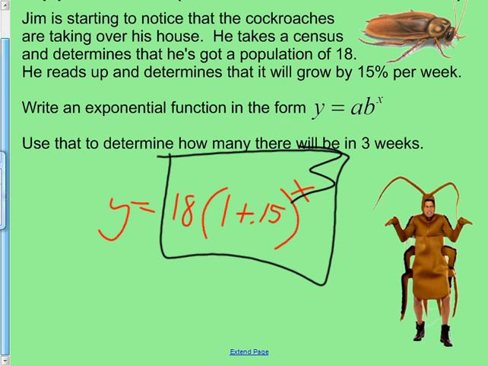Yes, once you've put that all in properly, then you just hit enter. What did you get? Anybody verify 27.7? All right, cool. So what does that mean? That means 3 weeks from now, there'll be 27.7 cockroaches. You get how that's an estimate? It's about 28 cockroaches.